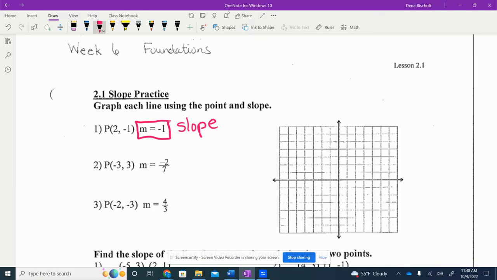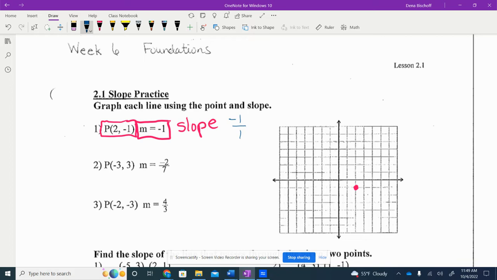Thank you. So, M is my slope. This is the point that I'm going to start at. So let's just find the point 2, -1. So when X is 2 and Y is -1, that's this point right here. And from there, I'm going to count my slope. Now, my slope is -1, and I need to write that as a fraction so I can figure out how much I go up or down and how much I run to the right.